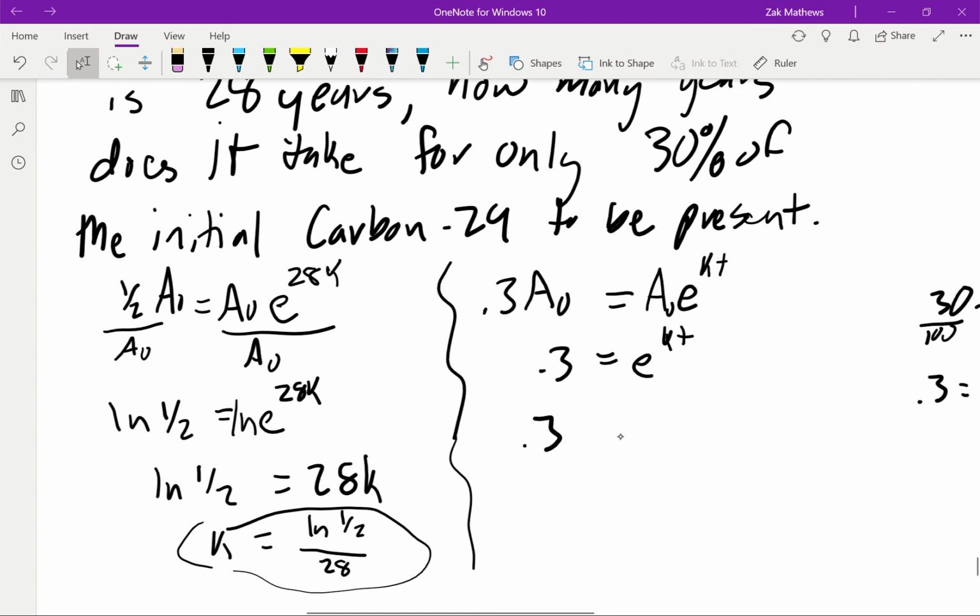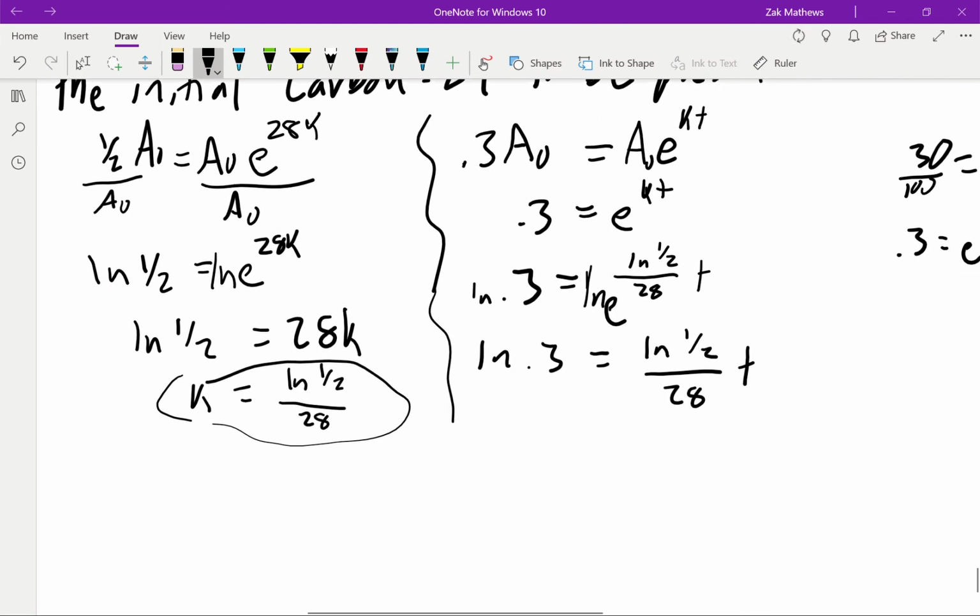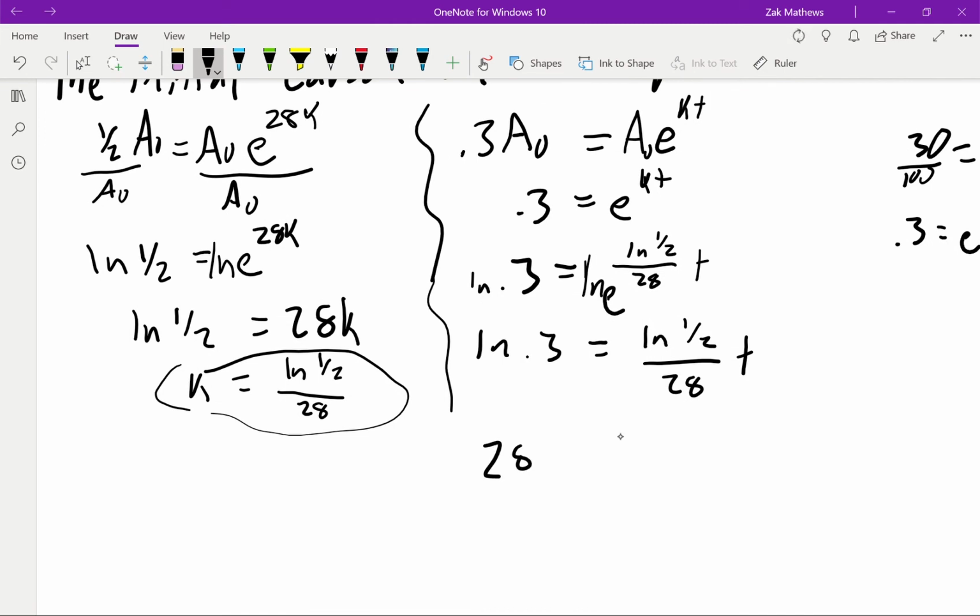So let's plug this in now. 0.3 is equal to e to the natural log of 1/2 divided by 28 times t. And so just like we said a second ago, to solve this, we're going to have to take the natural log of both sides. Natural log of 0.3 is equal to natural log of 1/2 over 28 times t. And then to get t by itself, we could divide or we could multiply by the reciprocal. I prefer to multiply by the reciprocal. So we'd have 28 natural log of 0.3 over the natural log of 1/2 equals my t.